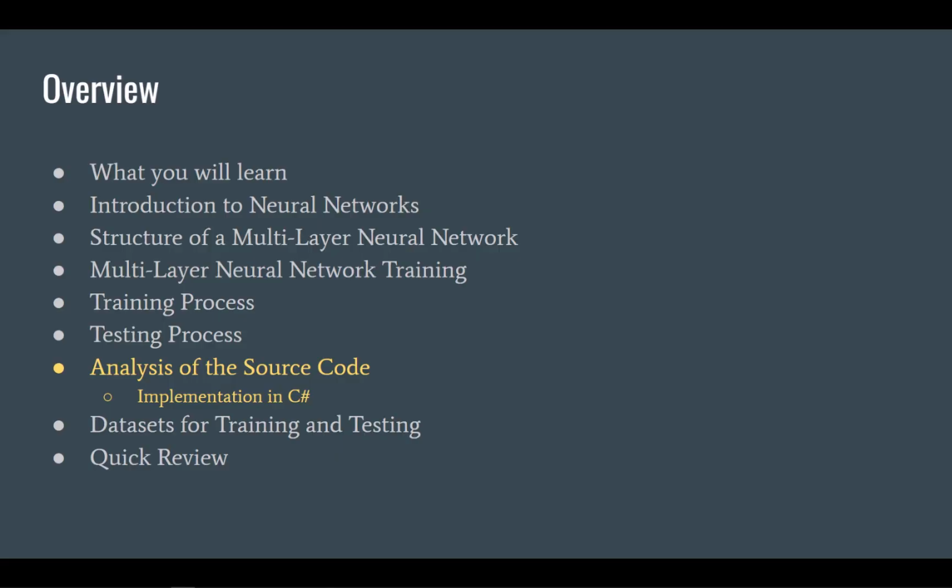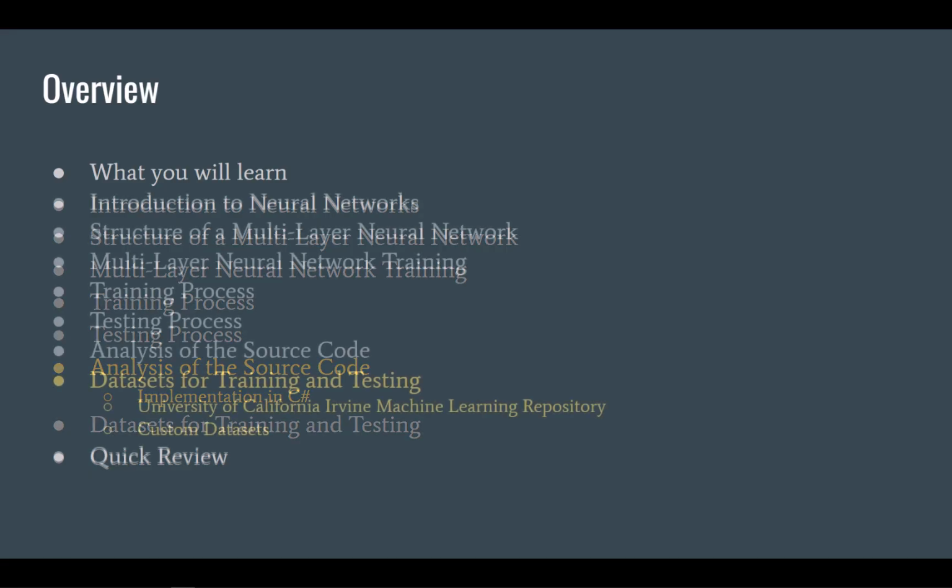You will take a very in-depth look at the source code, which was implemented in C#. The implementation allowed for the specification of a general neural network structure and the generation of training and testing samples, and then the training and testing of the neural network.